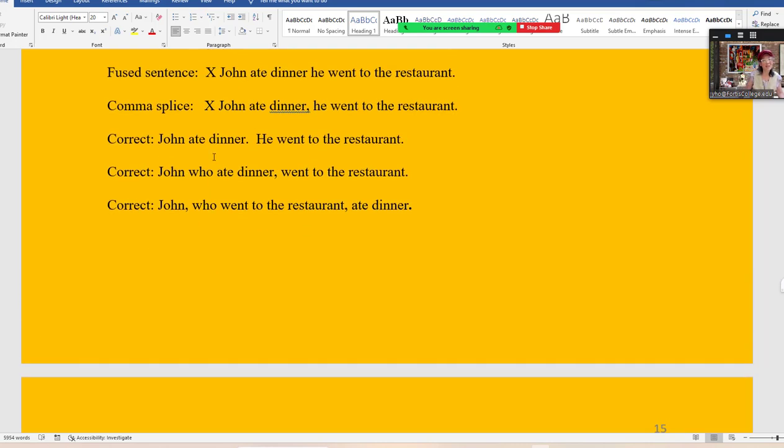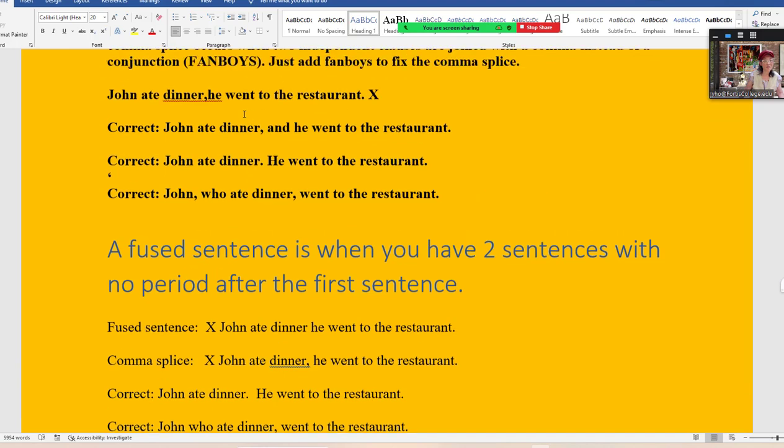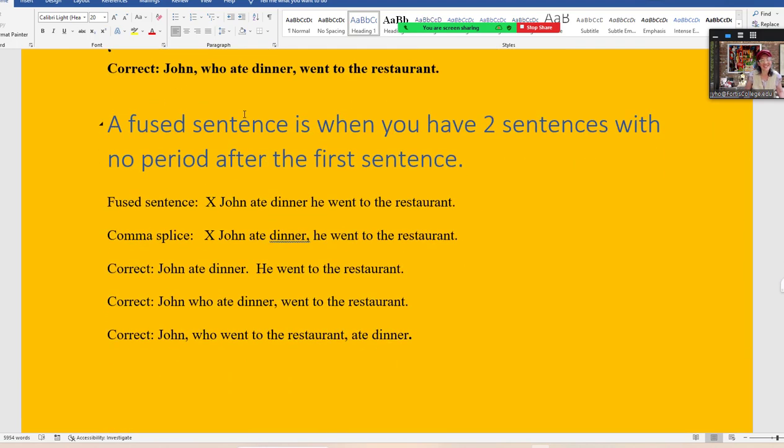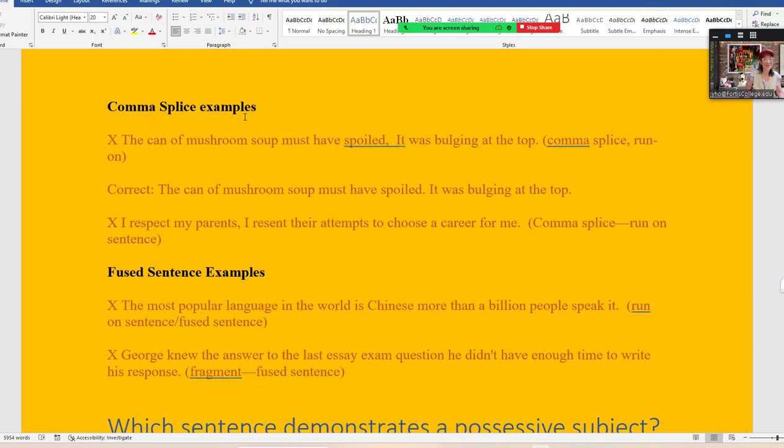So that's the difference between someone who speaks native English and someone who doesn't. But even a native English speaker has to be taught the difference between a fused sentence and a comma splice. So anyway, here are some examples of comma splice and fused sentences in your quiz. So the can of mushroom soup must have spoiled, comma, it was bulging at the top. What kind of error is this? A comma splice error or a run-on sentence error? It's a comma splice.